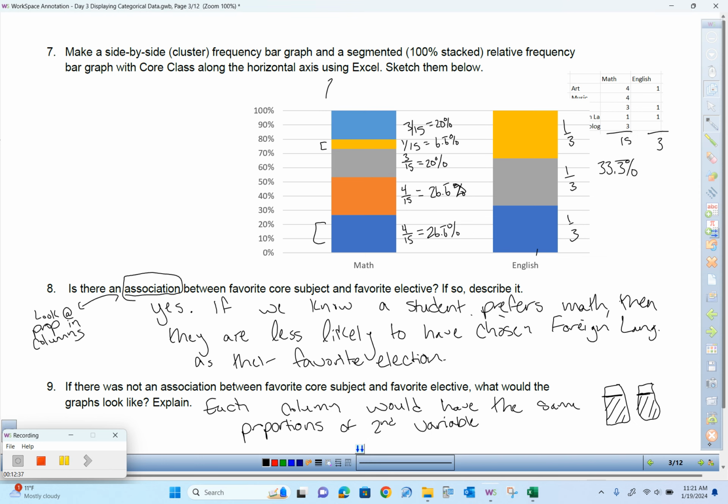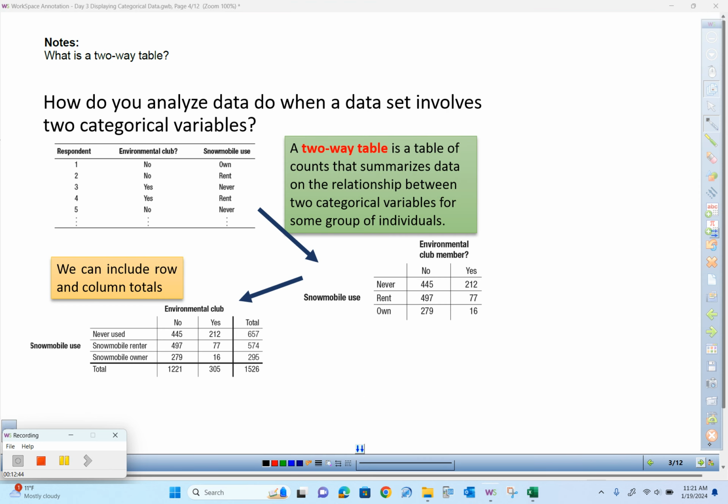Okay. Next thing we're going to do is talk about vocab. A two-way table is just a way to organize two different variables. Okay, so I have an example here that we're going to go through and practice with. We've got environmental club. They were asked whether they're a member or not, yes or no. And snowmobile use, they were asked to classify if they've never used them, they rent one, or they own one. Okay, so that's organized. A chart to organize two variables.